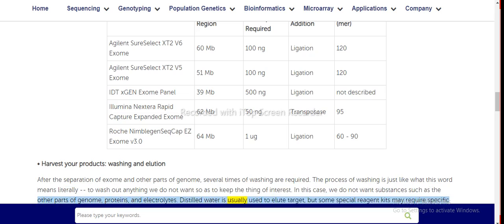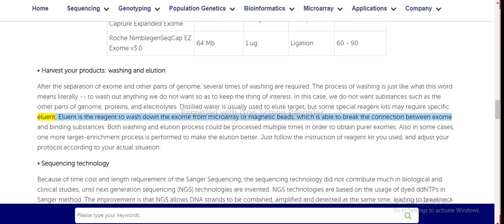Distilled water is usually used to elute the target, but some special reagent kits may require a specific eluent. Eluent is the reagent that washes the exome down from the microarray or magnetic beads, which is able to break the connection between the exome and the binding substances. Both washing and elution could be performed multiple times in order to obtain purer exomes. Also, in some cases, one more target enrichment process is performed to make the elution better. Just follow the instructions of the reagent kit you use and adjust your protocol according to your actual situation.